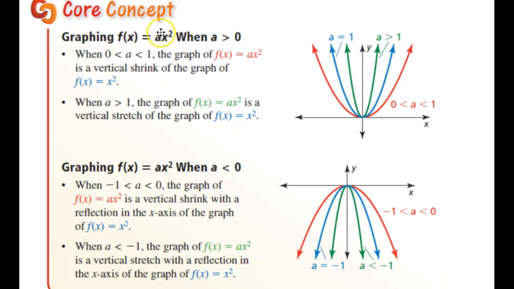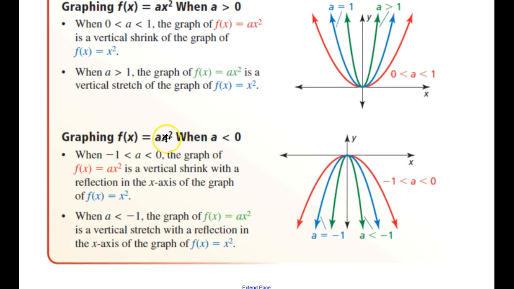If I have an a value that is greater than 1, so it's bigger than 1, my graph gets a little bit more steep. That a value is a vertical stretch, remember. I'm just stretching it up, pulling it, and it gets taller and skinnier. If my a value is between 0 and 1, so if it's a fraction, it's a vertical shrink. I'm pushing down and it gets less steep, both of them.